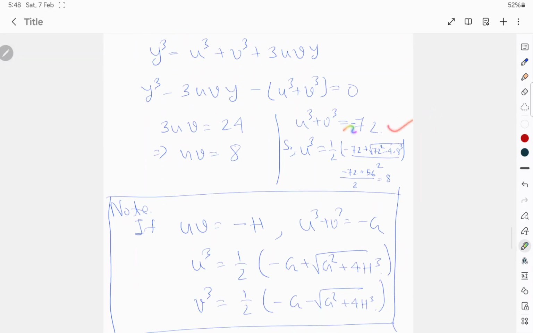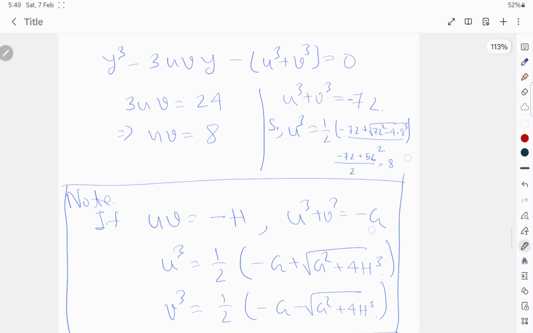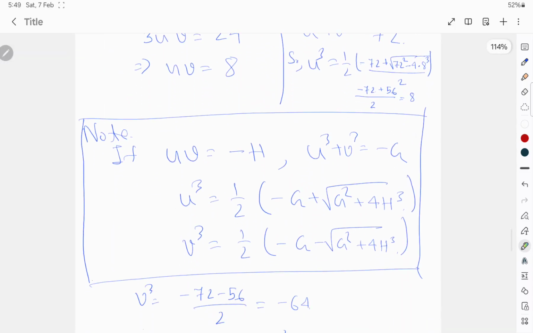So you can easily do up to this, right? Now what you have to do, basically there is some formula, this you have to remember. If uv is equal to minus h and u^3 plus v^3 is equal to minus g, then u^3 or v^3 will be half of minus g plus root over g square plus 4h^3. Whenever this is plus, for the opposite one this is minus.